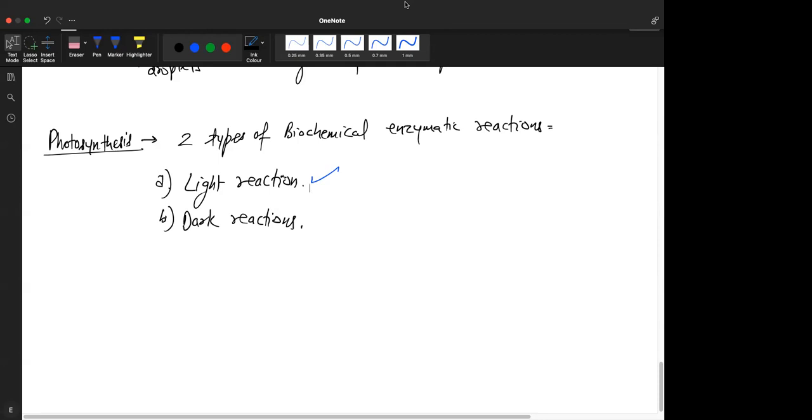Write down: the other chemical reactions in the cell are not directly light driven, but are dependent on the products of light reaction.